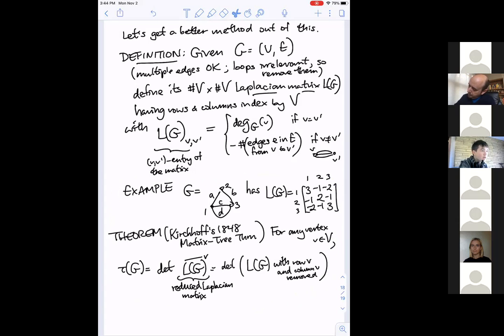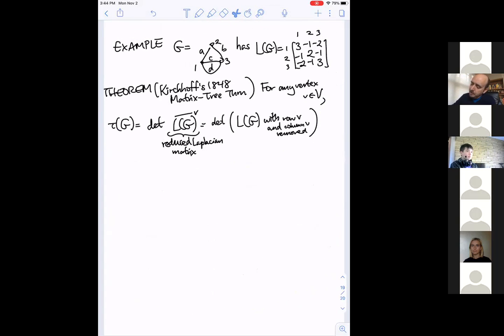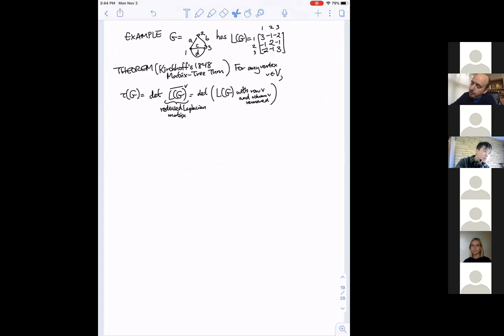You say reduced at V? Yeah, people talk about reducing it at V. In the electrical network theory, it actually corresponds to, if you've ever done this, where do you pick to ground the network? Where do you say the potential at a certain node or vertex is 0? I think of that's this choice, and that's where this matrix came up in Kirchhoff's work. The choice of V corresponds to the choice of the ground node. Okay, so we're going to do an example.